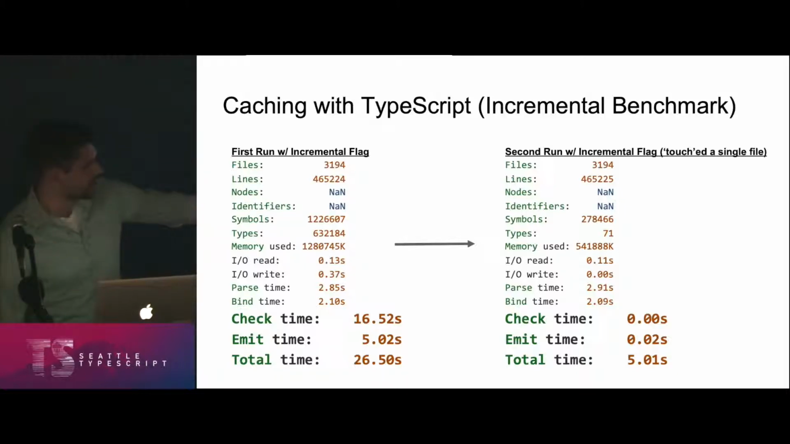You can notice too that check time is 0, which makes sense since I didn't actually change any types whatsoever or any actual source. It didn't need to run through that file at all. So that saved the most amount of time. And then obviously since I didn't change anything, I didn't have to write any new JavaScript files. So that's why my emit time is also 0. So a pretty drastic performance improvement, I'd say.